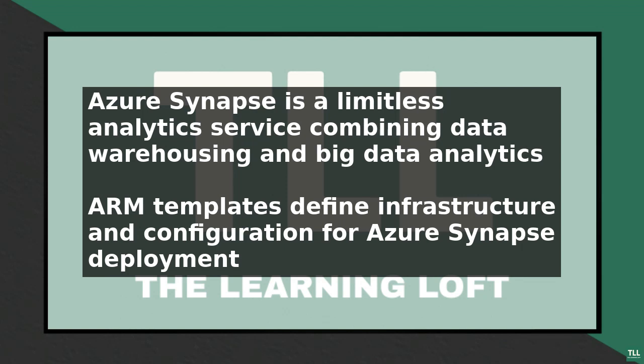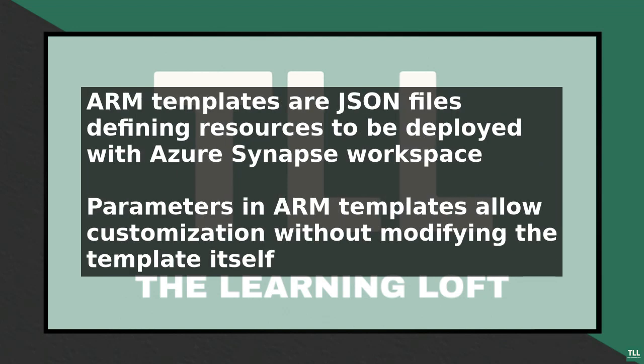Begin by creating an ARM template, which is a JSON file that defines the resources to be deployed. This template will include the Azure Synapse workspace, storage account, and other required resources. Use a tool like Visual Studio Code with the Azure Resource Manager extension to create and edit your ARM template.